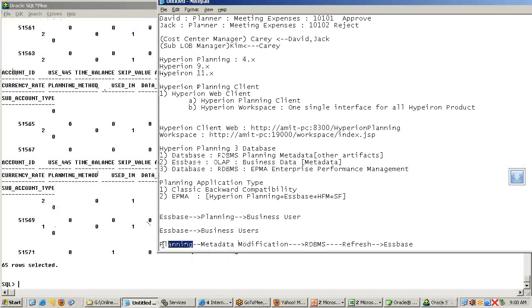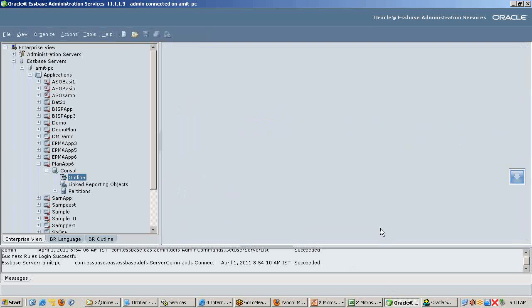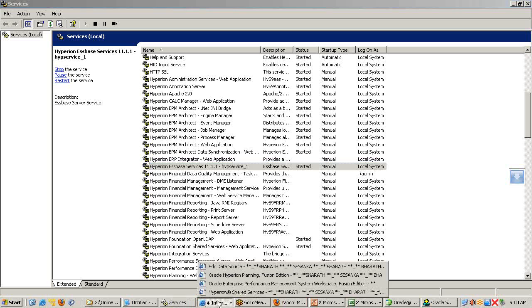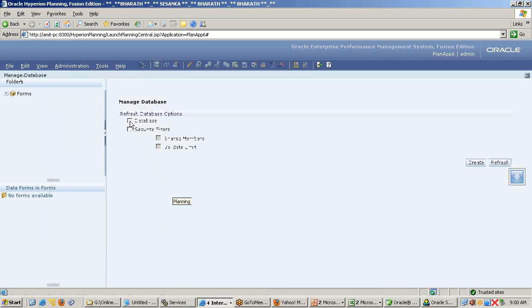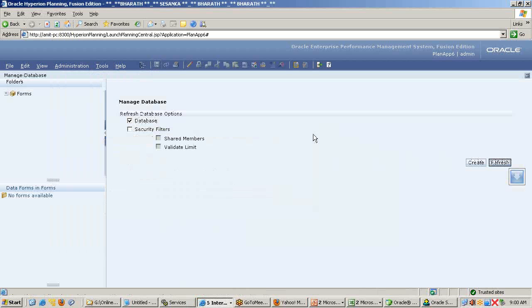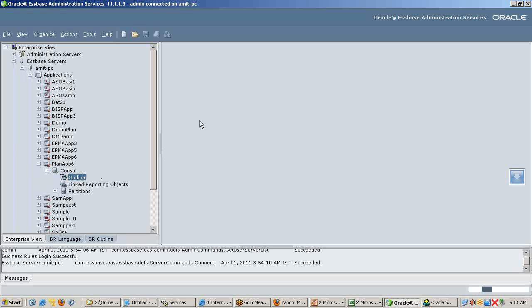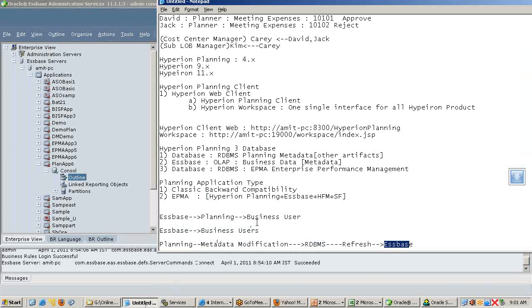So if you modify metadata, it goes to RDBMS first. And when does it go to Sbase? When you refresh it. Refresh means pick from RDBMS and put into Sbase. Now it doesn't exist over here. Sorry. When I refresh it, it should be visible over here. I got a member.